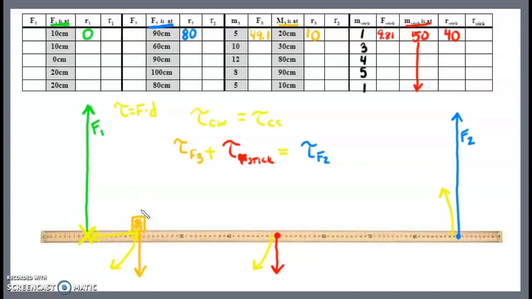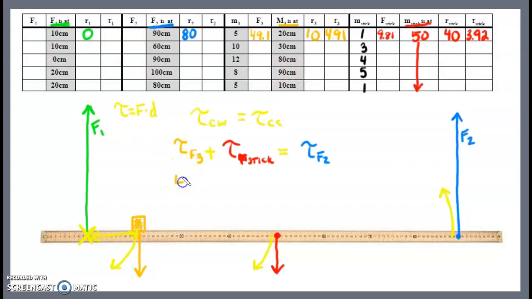So for F3, I have 49.1 newtons times 0.1 meters. Don't forget to convert your centimeters to meters. I get 4.91 Newton meters. Okay, and if we go over here and do the same thing, 9.81 newtons times 0.4 meters, and I get 3.92 Newton meters. So now I can plug my values in.